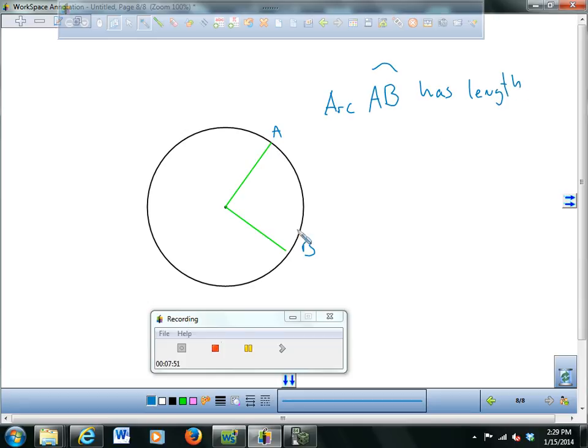Oh, I didn't tell you. The other thing I didn't tell you. Has length? Yeah, has length. Oh, and this is 100 degrees from here to here. 100 degrees. Has length 50 pi. Find the radius. Okay.